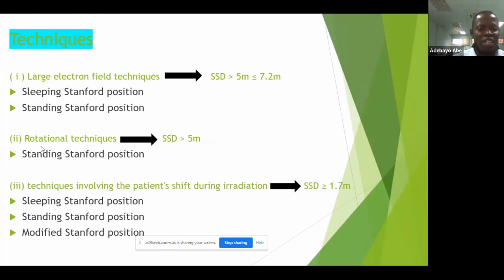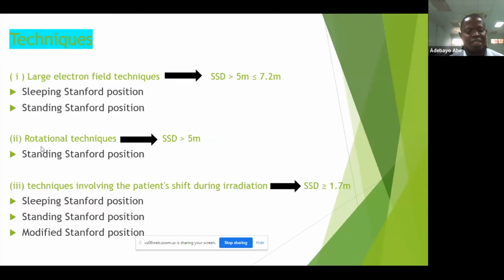Then the second one is the rotational technique, in such a way that a physicist designs a rotating device and calibrates it to the dose rate being emitted from the linac. In such a case, you also have SSDs greater than 5 meters. Then the third technique involves the patient shifting positions. In this mode, we have the sleeping mode, the standing mode, and also modified ones.